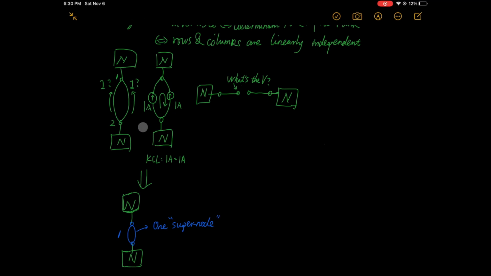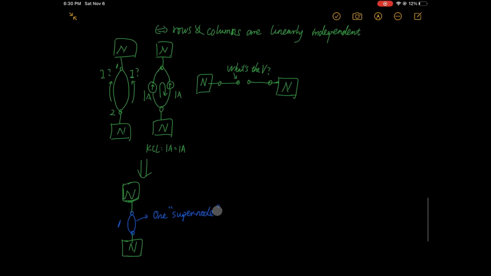In such cases, we can combine nodes into supernodes or add very small or large resistors to make the Y matrix non-singular.